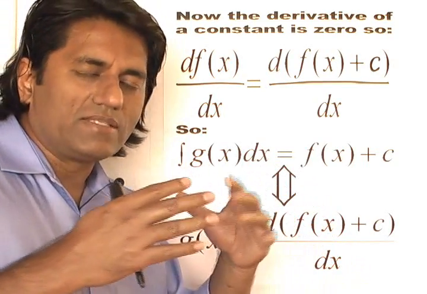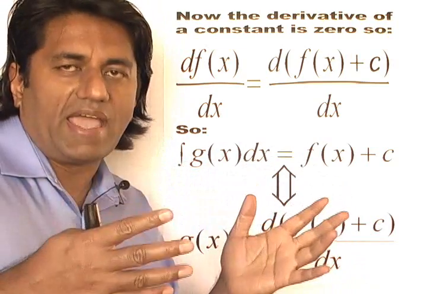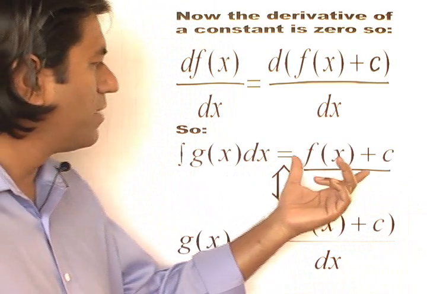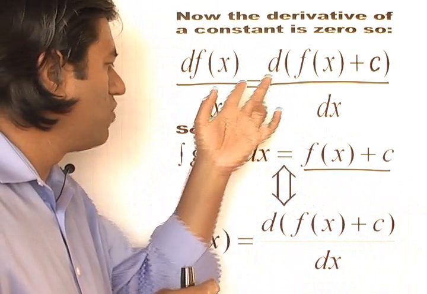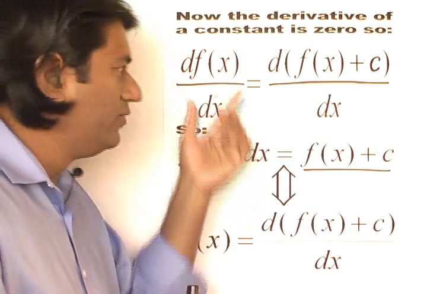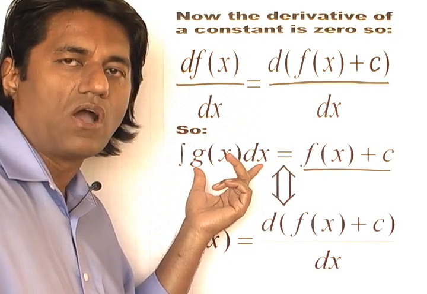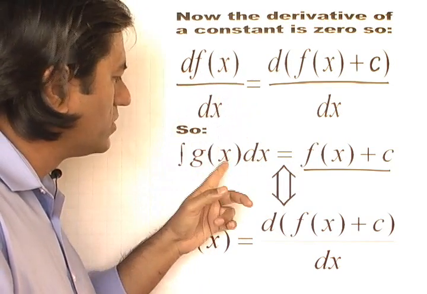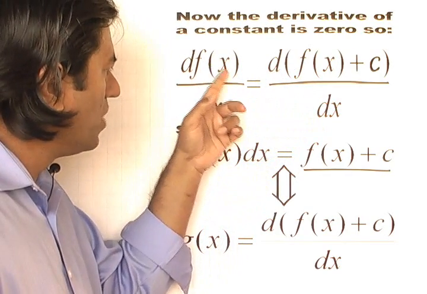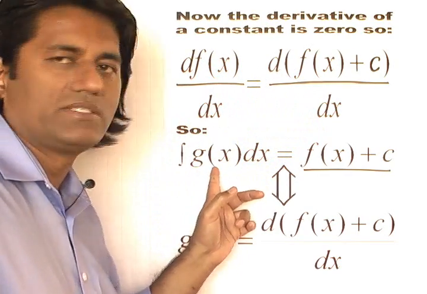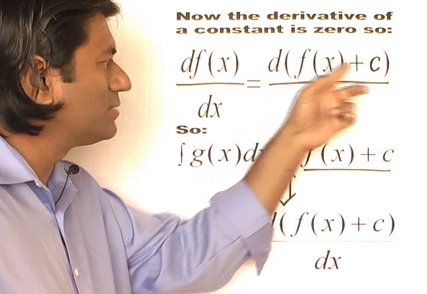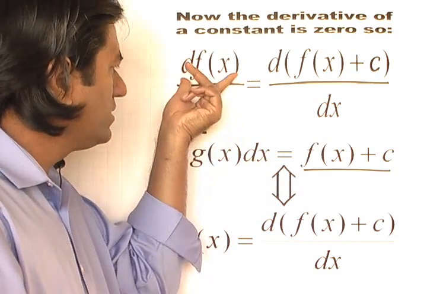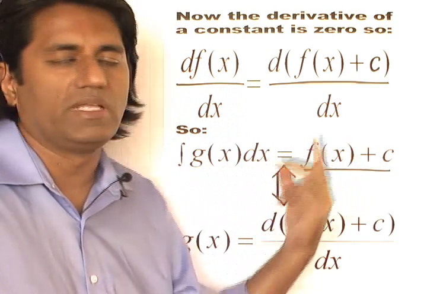Therefore, if f(x) is the integral of g(x), then f(x) plus c is also an integral of g(x), because you said that f(x) was the integral of g(x) dx because the derivative of f(x) was equal to g(x). But if df/dx equals g(x), then it's also true that d(f(x) plus c)/dx is equal to g(x). So if this is the integral of this, then f(x) plus c must also be the integral of this.